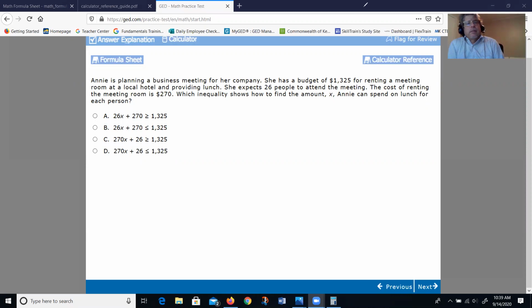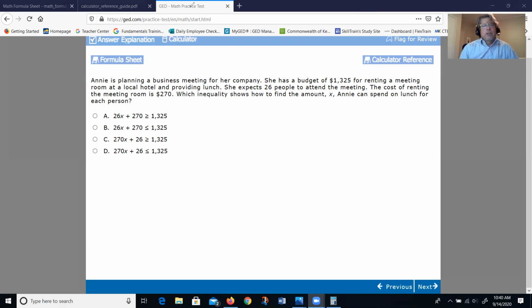So Annie is planning a business meeting for her company. She has a budget of $1,325 for renting a meeting room at a local hotel and providing lunch. She expects 26 people to attend the meeting. The cost of renting the meeting room is $270. Which inequality shows how to find the amount X Annie can spend on lunch for each person?